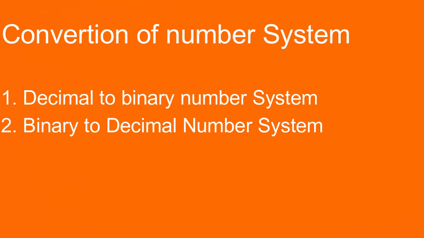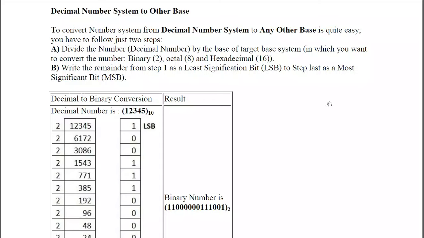Hello everyone. Last class we discussed the various number systems. Today we are going to see the conversion of these number systems. Of the 6 types of conversion, we are studying 2 main conversions today, that is decimal to binary conversion and binary to decimal conversion.